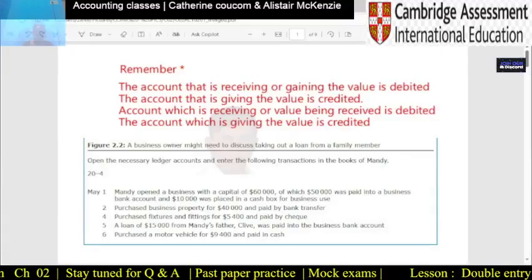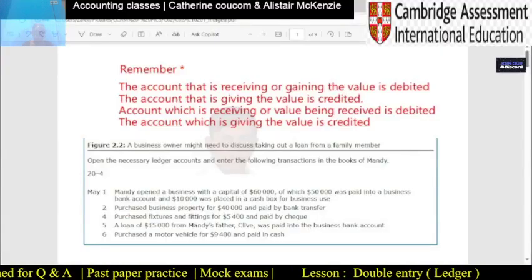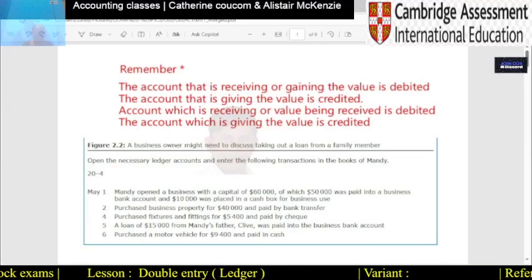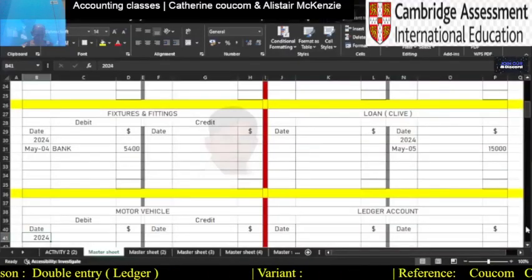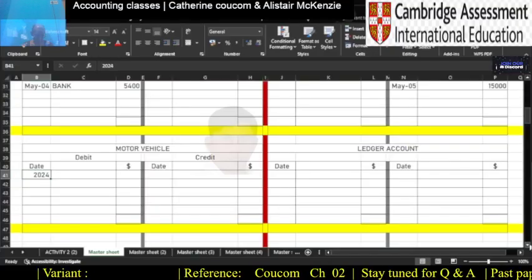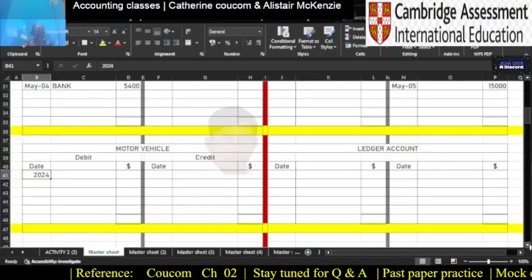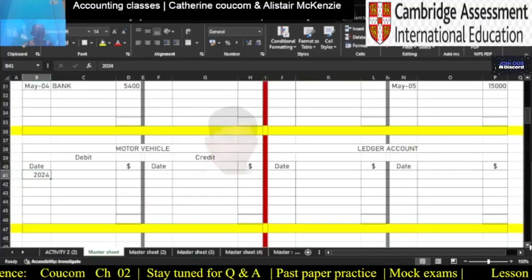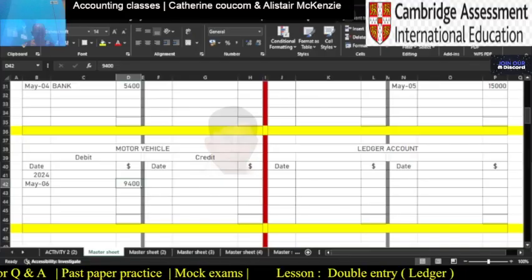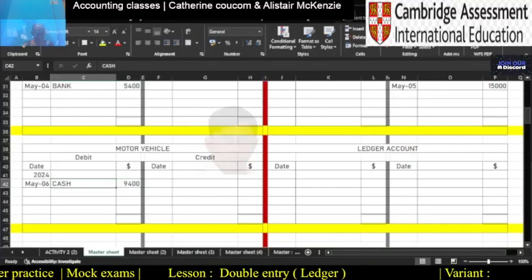Purchase a motor vehicle for 9,400 and paid in cash. So we have purchased a motor vehicle. Wait one minute. The motor vehicle account should be opened. So what is coming in? Motor vehicle is coming in. So the account that is receiving is motor vehicle. So how much? May 6th, 9,400 by cash.